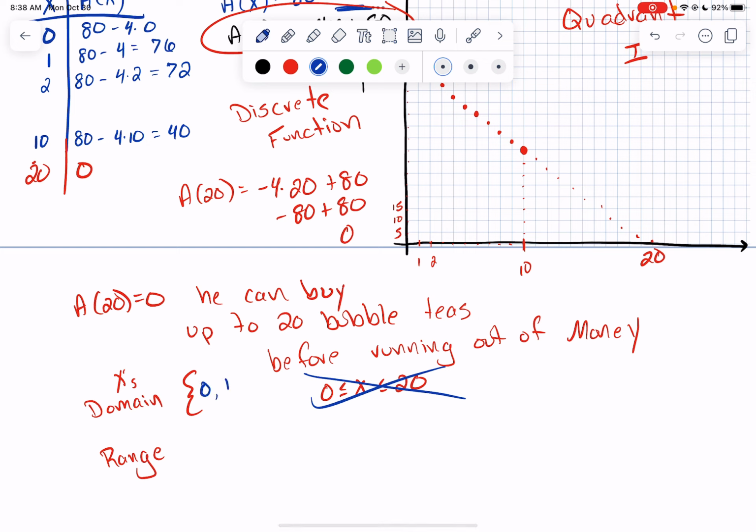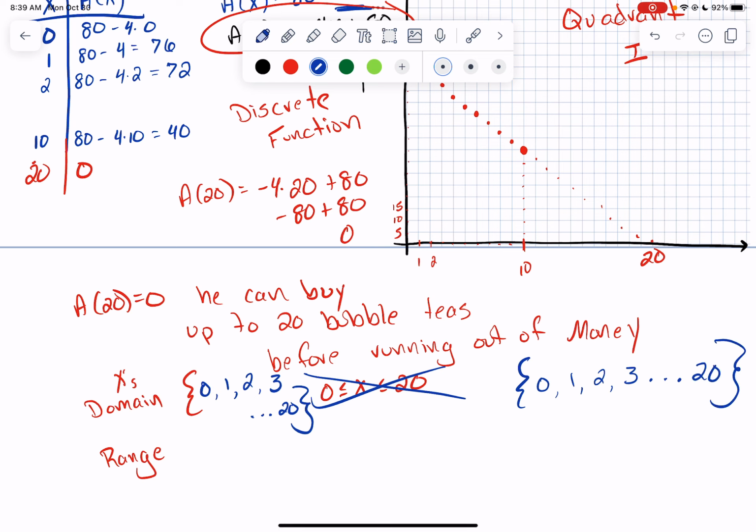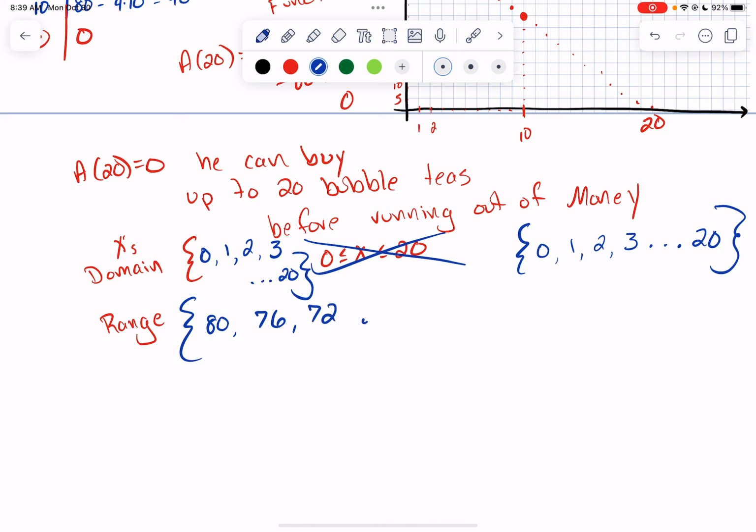So my domain is just the whole numbers, 0, 1, 2, 3, and then I would go dot, dot, dot up to 20 and close it up. So if I was to do it all in one line, I would go 0, 1, 2, 3, dot, dot, dot. Keep going like that until you get to 20. Just the whole numbers from 0 to 20. And my range is the multiples of 4 from 80 on down. So 80 minus 4, 76, minus 4, 72, dot, dot, dot, until I get to 0.